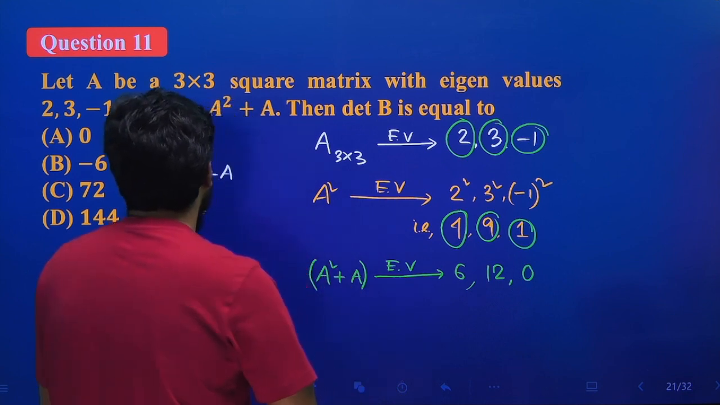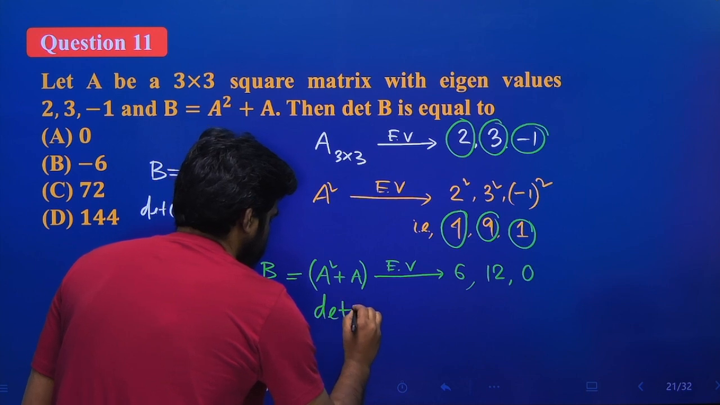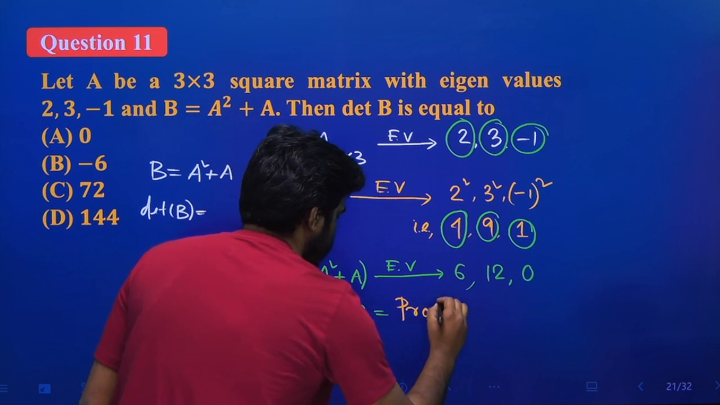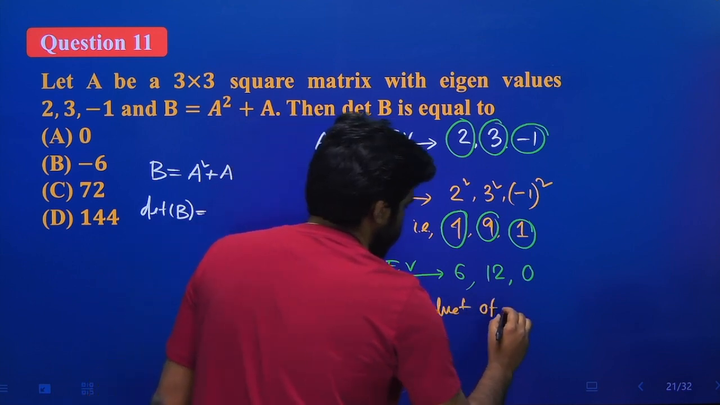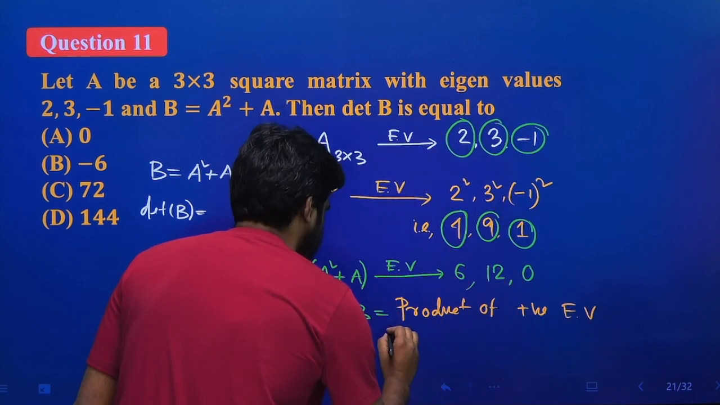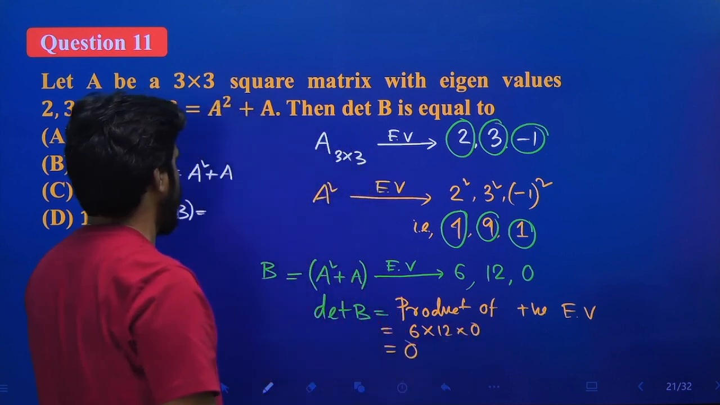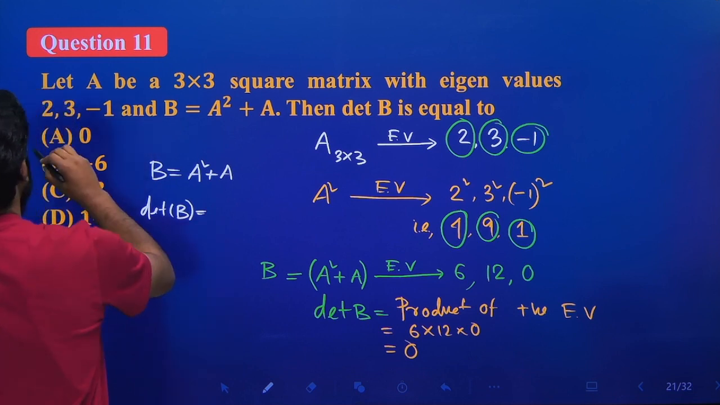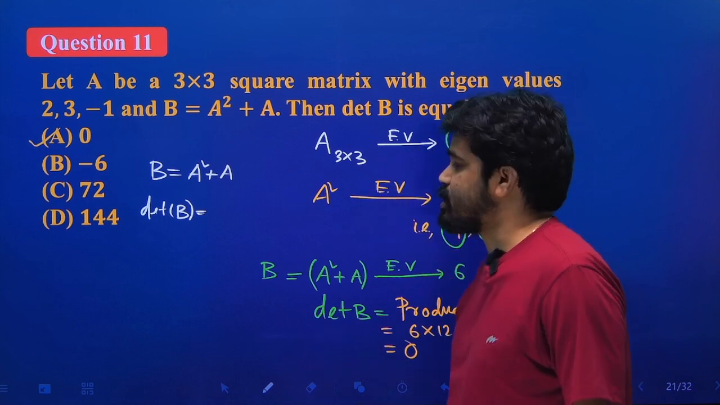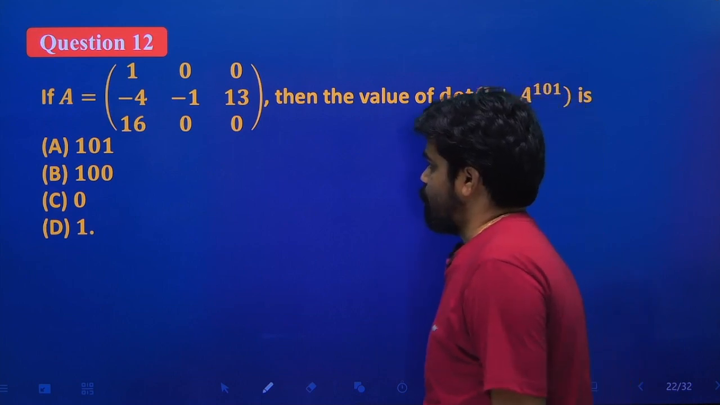So determinant B: we know that the determinant of B is equal to the product of the eigenvalues, that is 6 into 12 into 0, that means 0. So which option is correct? Option A is the correct answer. That is a very, very important concept. Okay, so I think it is clear. Let us consider the next example.